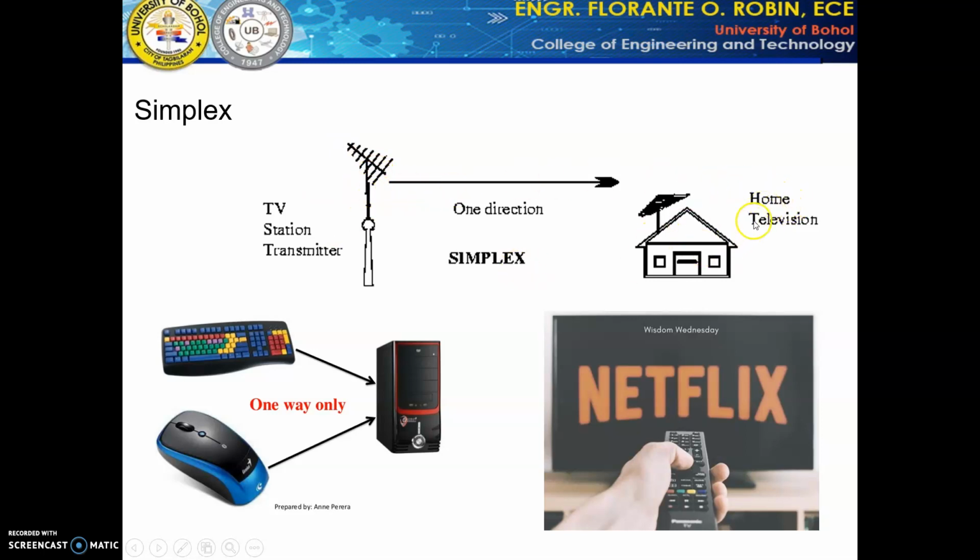So for example, this one, television, and also Bluetooth devices connected to your computer. So this is one way only. No? What you input here from your keyboard and what you input here from your mouse is accepted by the CPU. And also remote control for TV. So what you inputted in your remote control is accepted by the TV. So remote control is a simplex.